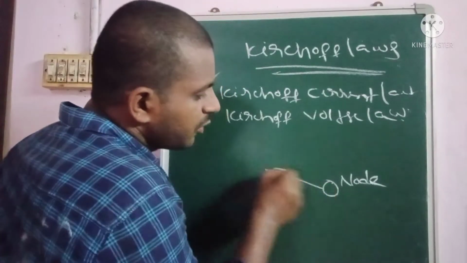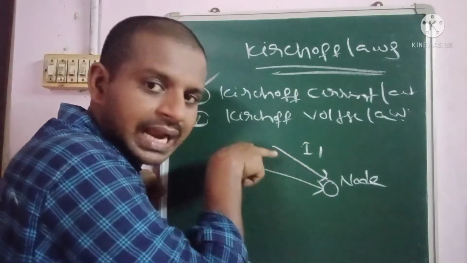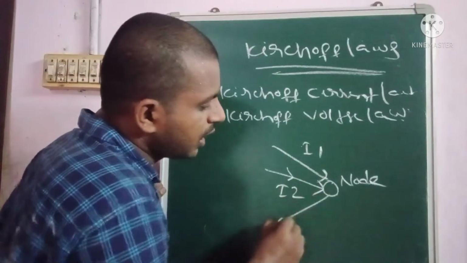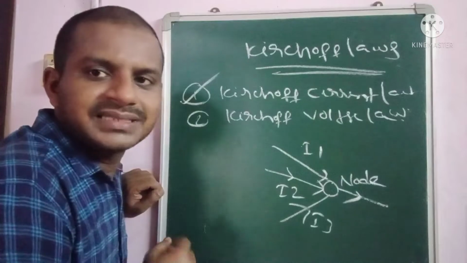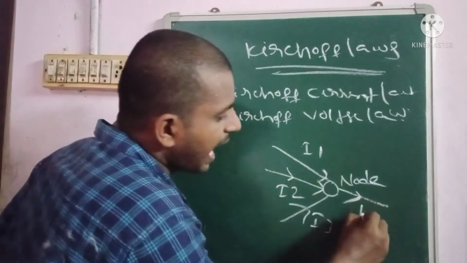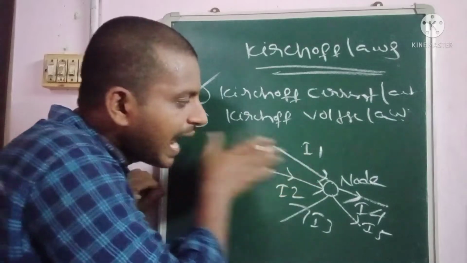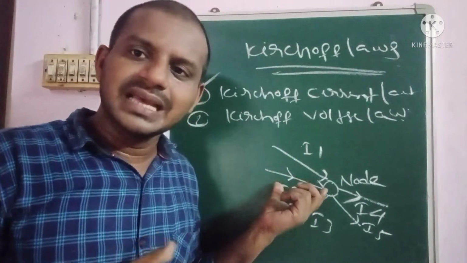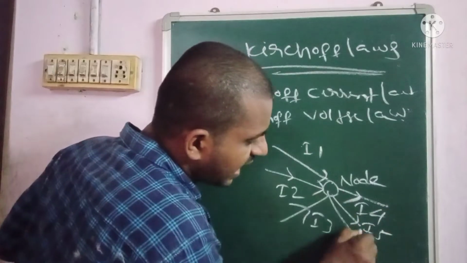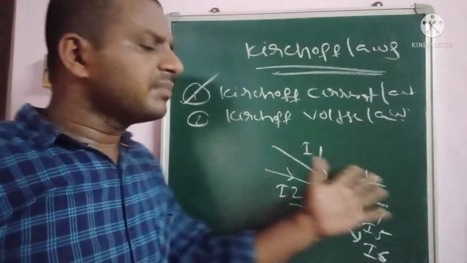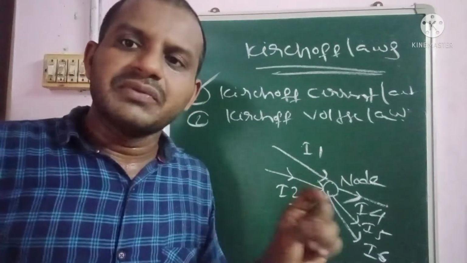From that node there are different types of currents. Some currents are entering this node, given as I1, I2, I3, etc. Also some currents are leaving from that node, given as I4, I5, I6, etc. From these different types of currents, we can simply derive one equation.